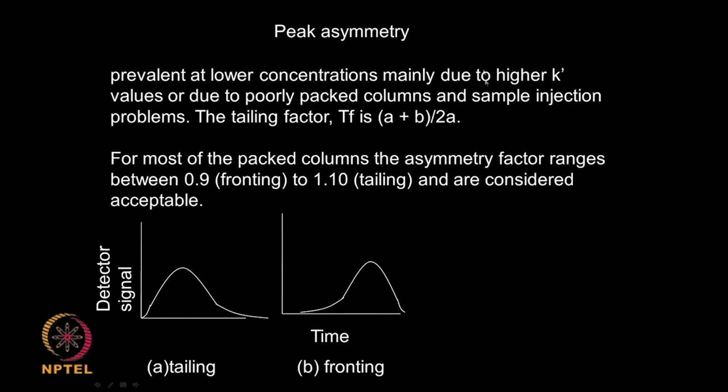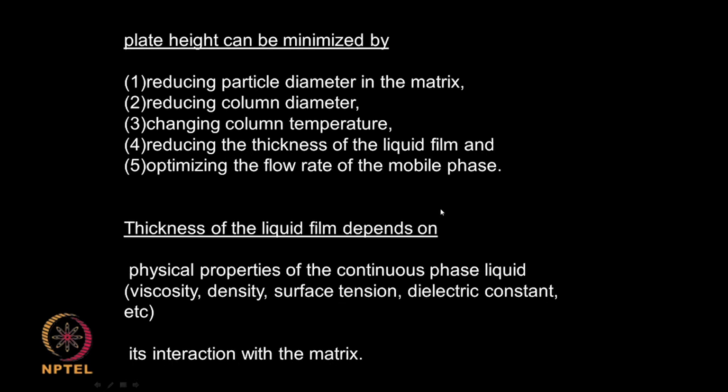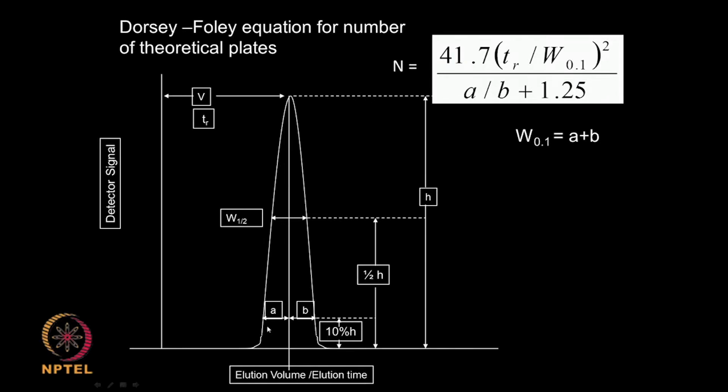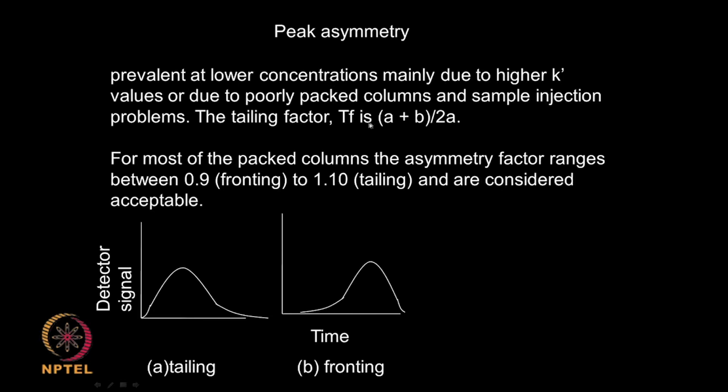There is something called peak asymmetry, because although we say Gaussian peak and so on, peaks are never truly Gaussian. You may have tailing, where it slowly decays, or this is called fronting. So, both are possible. The tailing factor is defined by A plus B divided by 2A. What is A? The front portion of this is called A, and the back portion is called B. Okay. So, the tailing factor Tf is A plus B divided by 2A.